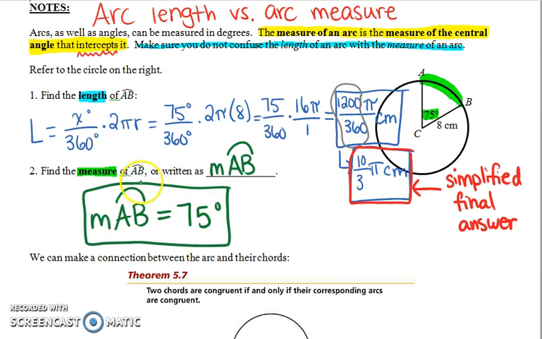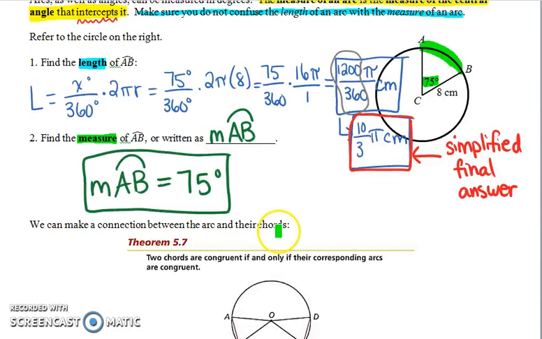So the measure of the arc was a lot quicker than finding the length of the arc. But please note the difference. The length of the arc was an actual value with units. It was 10/3 pi centimeters. And the measure of the arc was just the measure of the central angle that intercepted arc AB. So the measure of arc AB was 75 degrees.